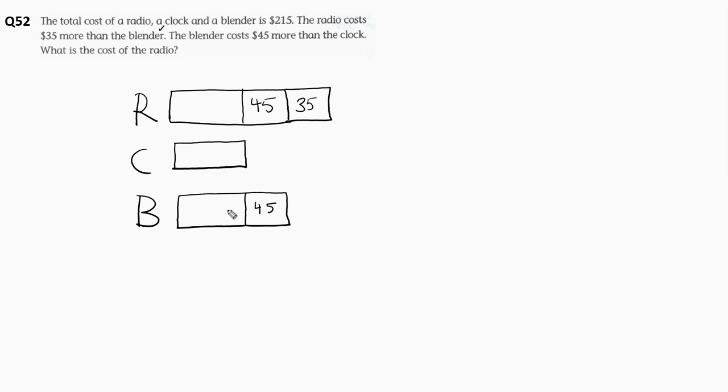So here I have the blender costing $45 more than the clock. Yep, that's what I'm told here. And I'm told that the radio costs $35 more than the blender. Okay, I believe I've captured all of that information. What else are we told? Well, we're told that the total cost, so this whole model, represents a value of 215.